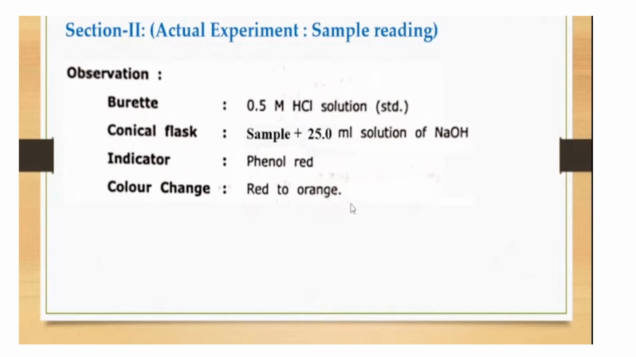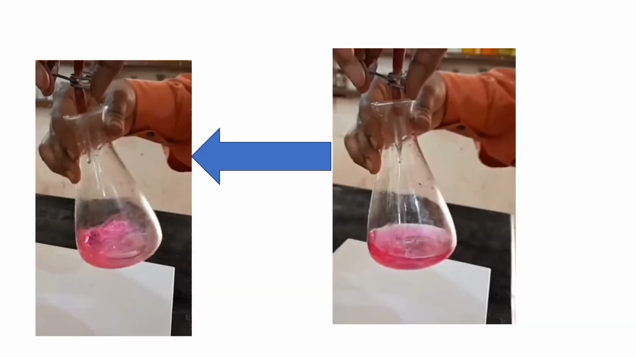When you see the color change from red to orange, you have to stop the titration and record the volume of HCl consumed from the burette. So this one is the observation. Actually, the color changes from red to orange, but it may seem pink. You have to know that the color change here is from red to orange.